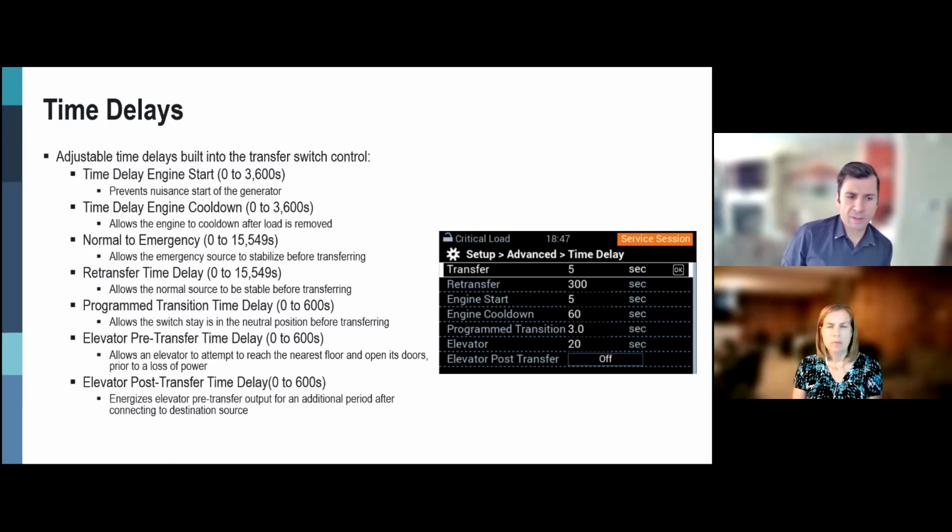And then there's an elevator signal, whether it's a pre-signal or a post-signal, that allows the elevator to go down to a floor and then open up the door. So basically all this does is the transfer switch signals the main elevator PLC and tells it what's going on between the two, or the other way around.